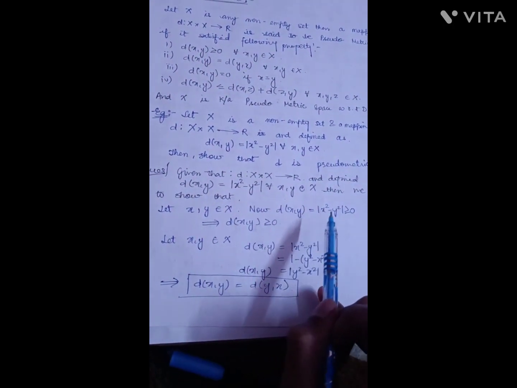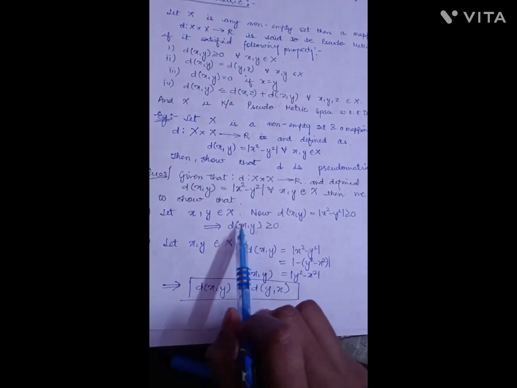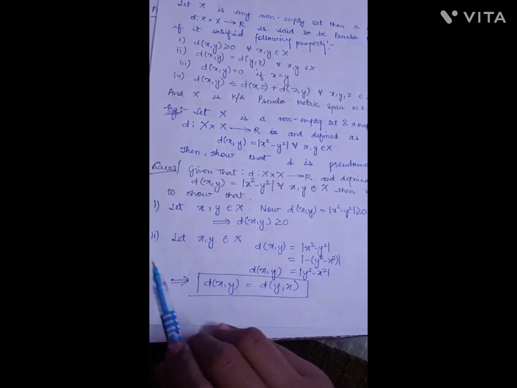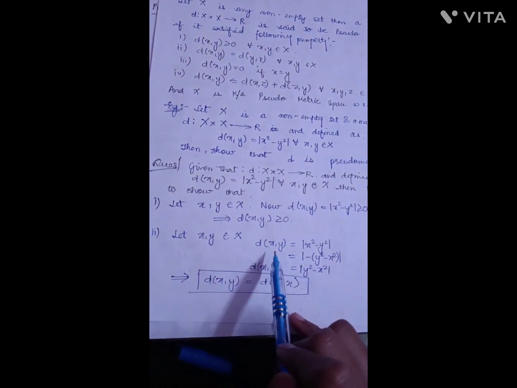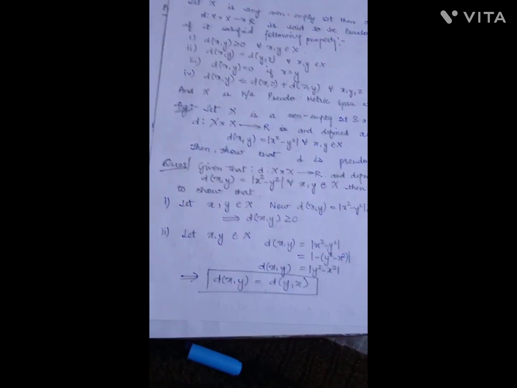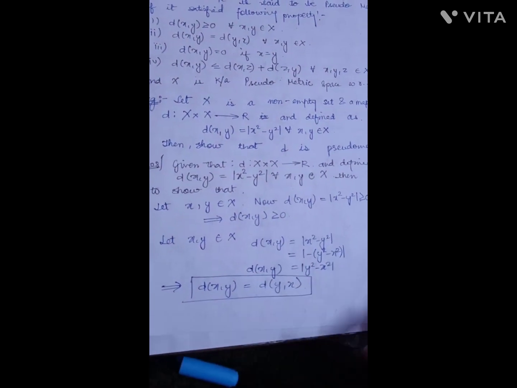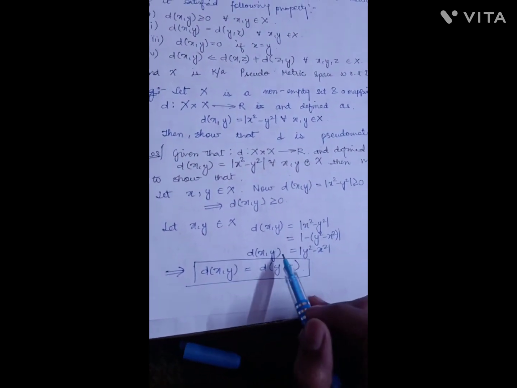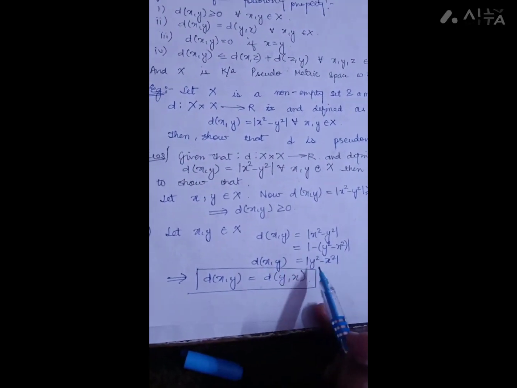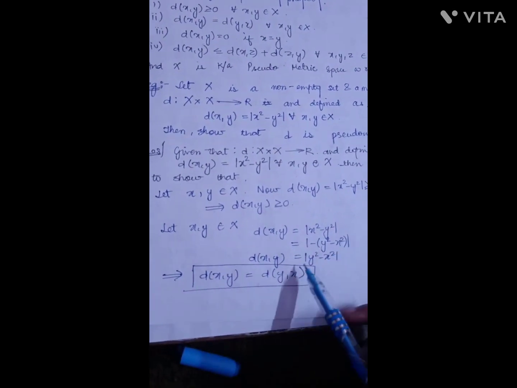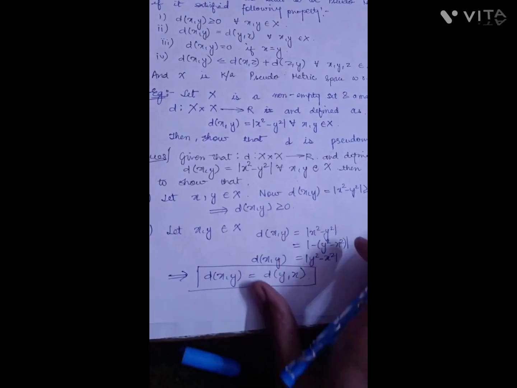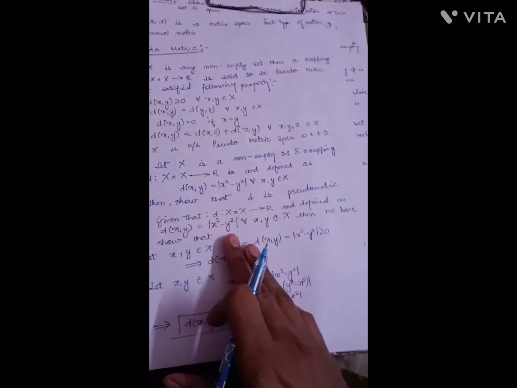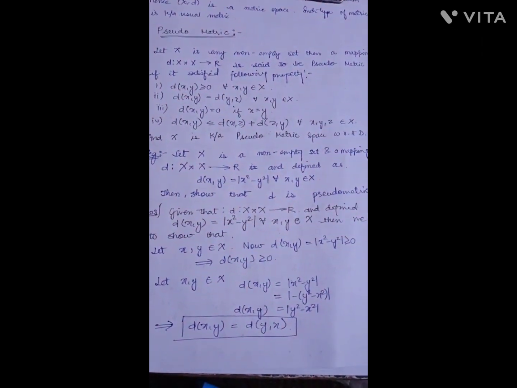Now d(x,y) = |x² − y²| is always greater than or equal to 0. This means d(x,y) is always positive. Let x, y belong to X, d(x,y) is equal to |x² − y²|, and again if we take the minus sign common, it becomes equal to the same mapping, because if we take the difference either way, the value is always the same, because there's a mod, and mod gives positive values only. So there is no difference of sign. That's it. Thank you.